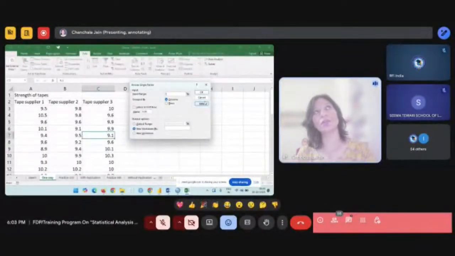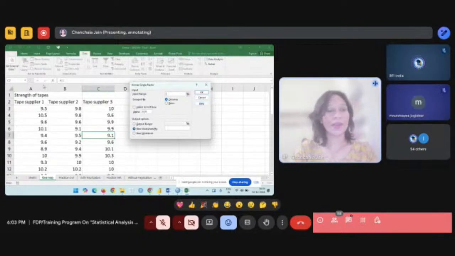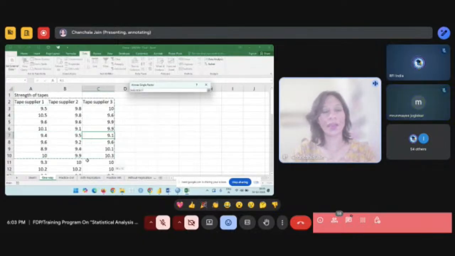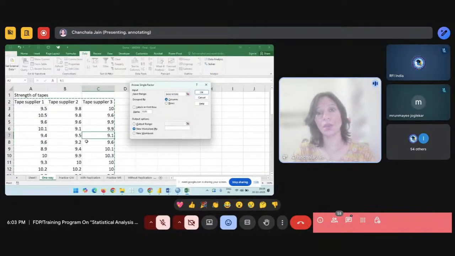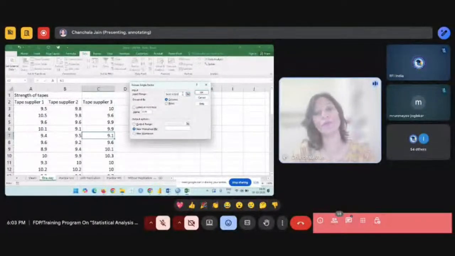Everyone has got this dialog box? So select your entire set of data. I have selected my data including the headings or labels of my columns. So my range is A2:C32. Please check that you have also done this.